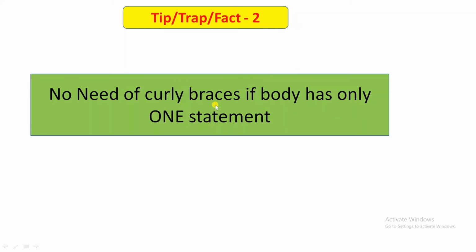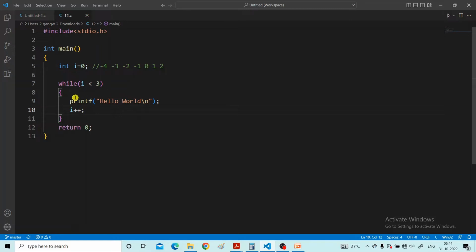So what does it mean? Let's see. In this program, inside the while, how many statements are there inside the body? There are 2 statements. Then these curly braces are compulsory, basically. Or you can say it is good if you use them, because they tell us that all these 2 statements are inside the while loop.